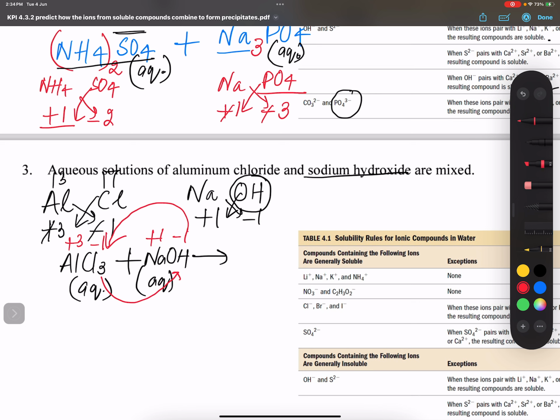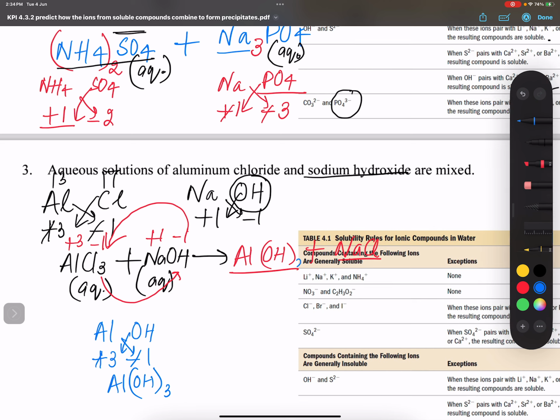So I'm repeating the same thing. So you have AlOH plus NaCl. You have to confirm the correct formulas. So construct the formulas, Al and OH. Al has a charge of +3 and OH has a charge of -1. Ignore the charges and you have Al and OH three times. So you have Al(OH)3 and NaCl.